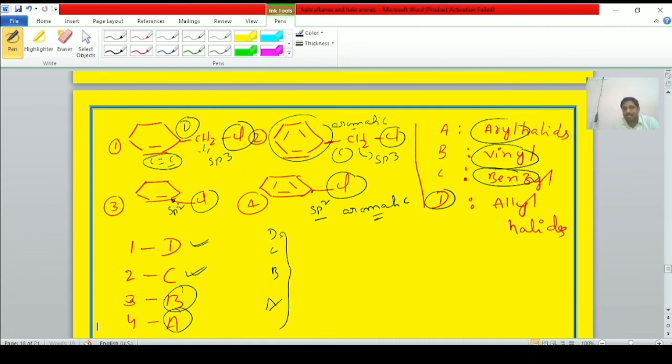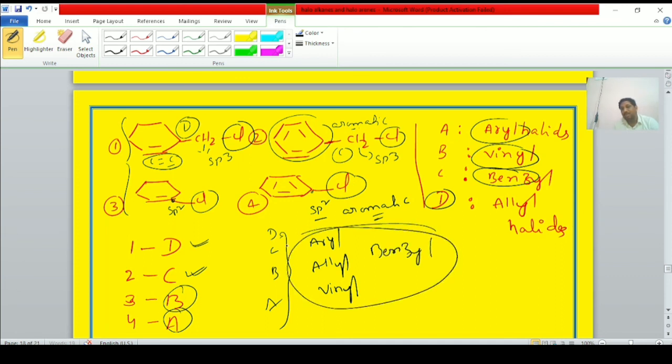These four structures are near to each other, students. They can appear similar, but there is a difference. Based on these structures they will ask questions: which of the following is aryl halide, allyl halide, vinyl halide, or benzyl halide? Practice these structures two or three times, and the conditions, when is it allyl, when is it benzyl, when is it aryl. Then it will be very useful to you. Okay students, the second video is also completed.